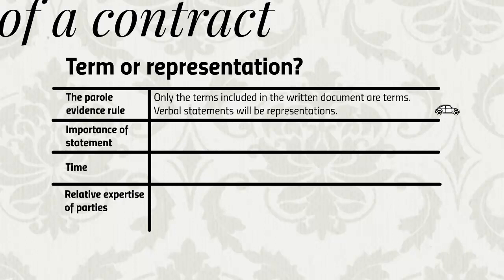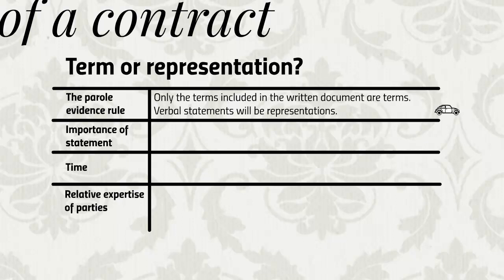So if we think back to our car example, the buyer, or you, let's keep it with you. You signed the contract for the car. Anything that the salesperson said to you verbally is a representation. So if the salesperson says, yeah, this car's got alloy wheels, verbally, it would be a representation, unless it's written in the contract, when it becomes a term, and then the salesperson would have breached the terms of the contract.